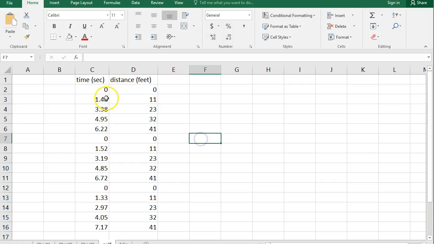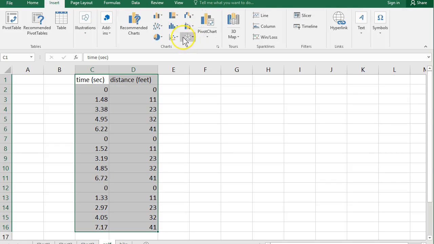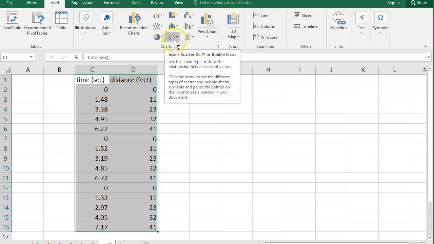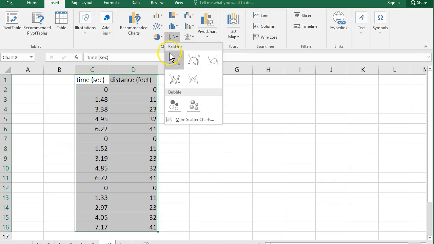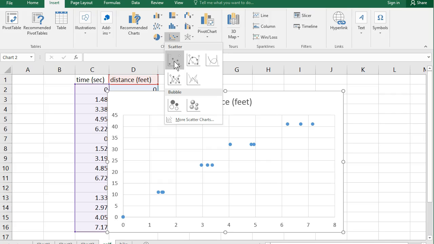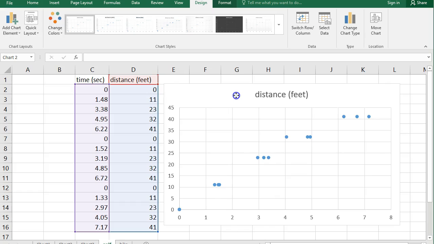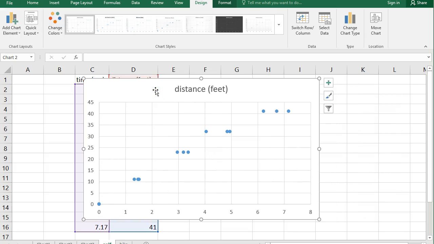Okay, so let's make some graphs. The first thing I need to do is select all of this data, and then I'm going to go up here and click on the word Insert. I'm going to find the scatter plot icon right here and click on it, and I choose the top left choice, the one that just has the dots. Okay, and you'll see that it makes a nice little chart here based on this data.